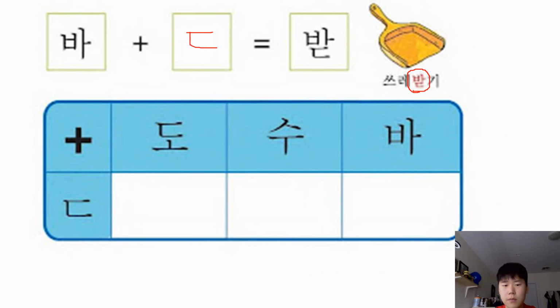Okay, so for this blue part where there's a chart, we will be going over all the syllables that we just did. For example, the first example we learned about tot. So let's try it. To plus tigut equals tot. And then su plus tigut equals sut. And pa plus tigut equals pat.